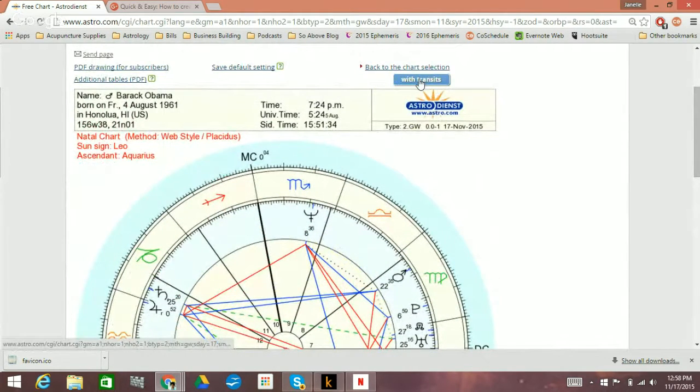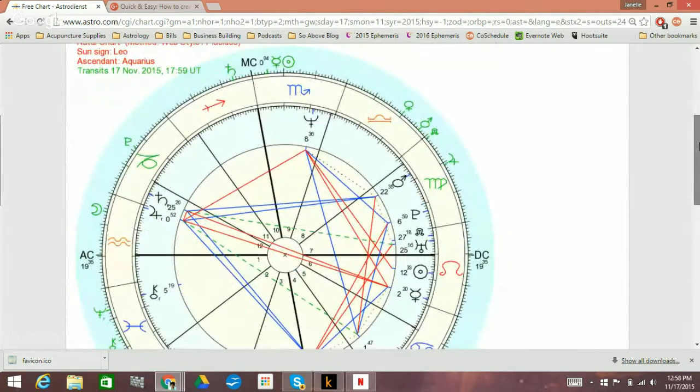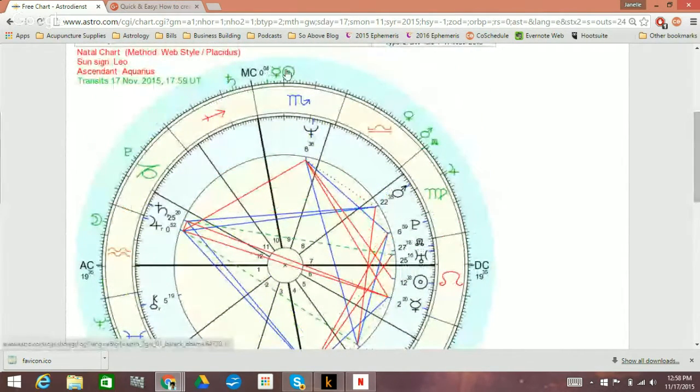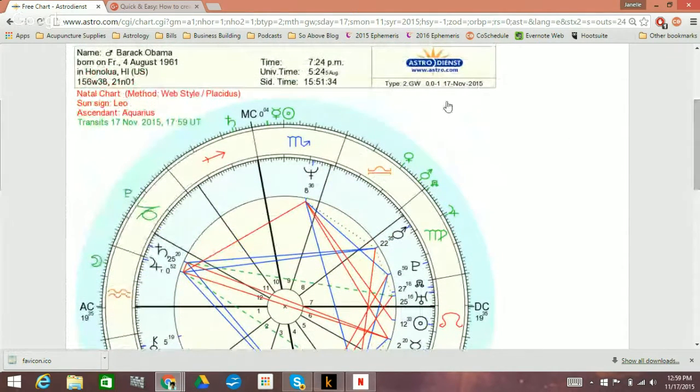So transits are where the planets are right now in the heavens. So when we look at transits, we're looking at where those planets are falling right now in the heavens into Barack Obama's chart. So we can see these green planets on the outside. Those are the current transits around his chart. So we can see that the Sun and Mercury in Scorpio are in his 9th house. So that could speak to him being abroad right now. He's traveling, talking about some pretty serious things concerning Paris and the G20 summit.